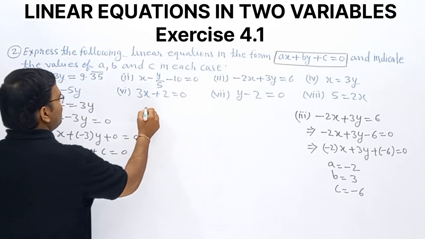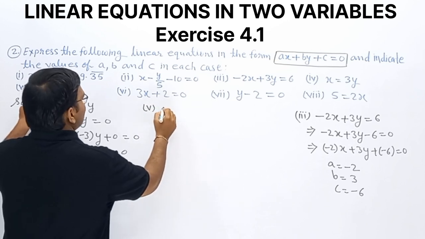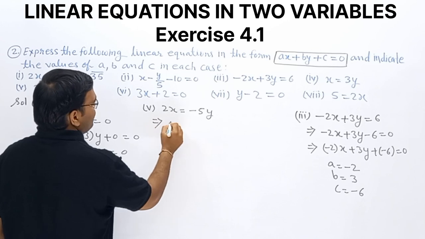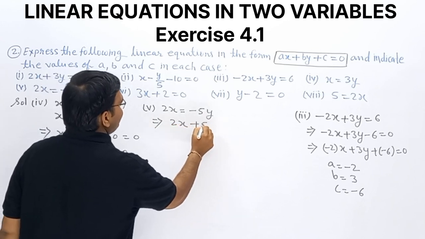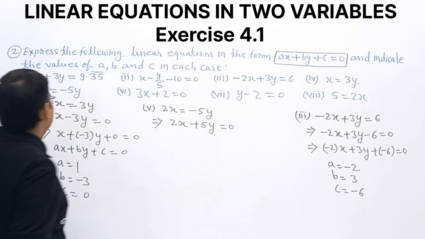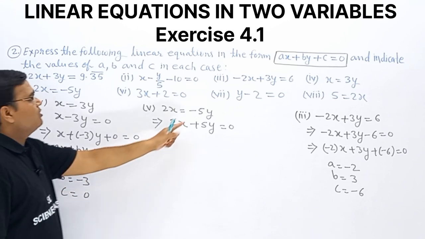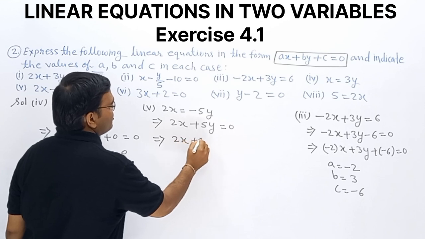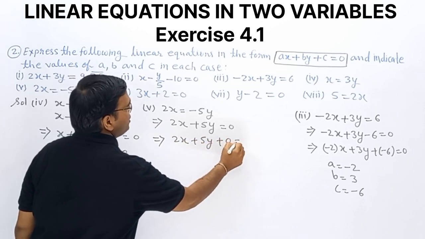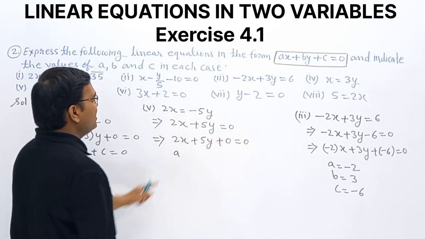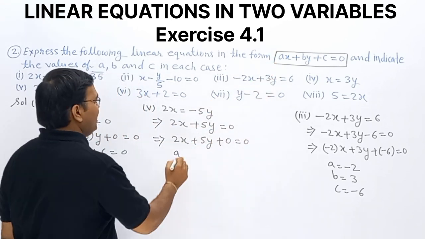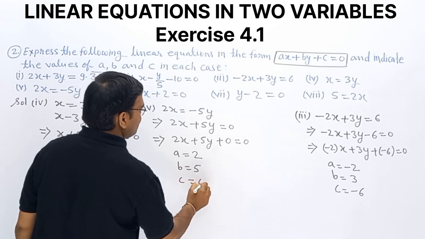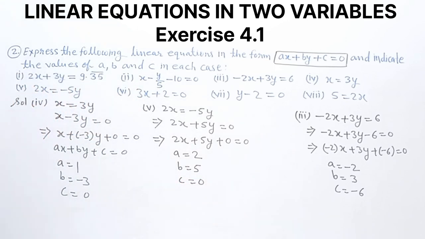Now next one, question number 5, 2x equal to minus 5y. This can be written as 2x plus 5y equal to 0. We are transposing, so this will be plus. Now write in the general form, 2x plus 5y plus 0 equal to 0. Compare this equation with the general form, then a equal to 2, b equal to 5, and c equal to 0. We obtained the ABC values.